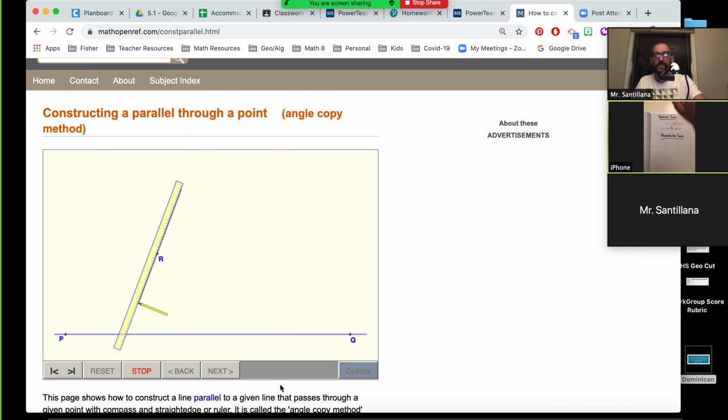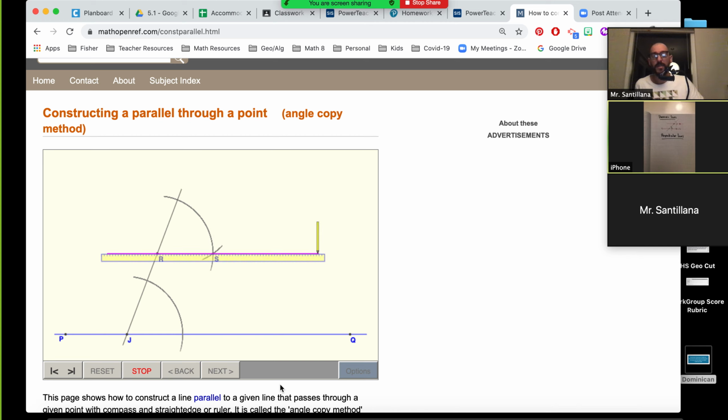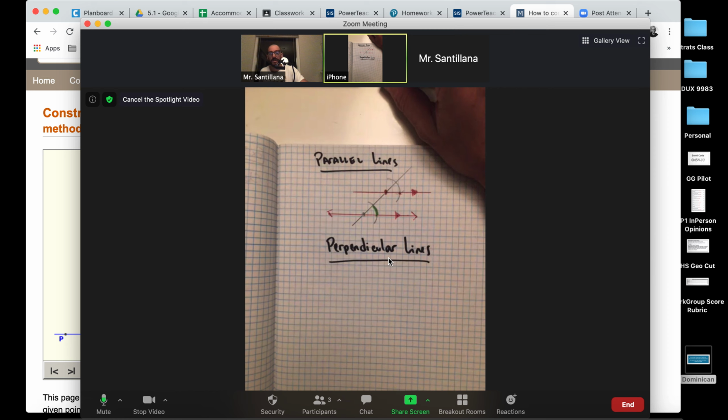There it is. A point outside the line, connected them both with a ray, made a random arc. Then with the same measurement on the compass, made another random arc from the top. I measured the actual arc measurement on both of those arcs that I made, and the intersection point gives me my parallel line. Okay, all right, let's take a look at perpendicular lines.